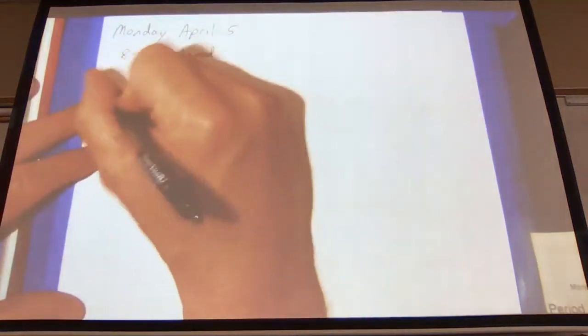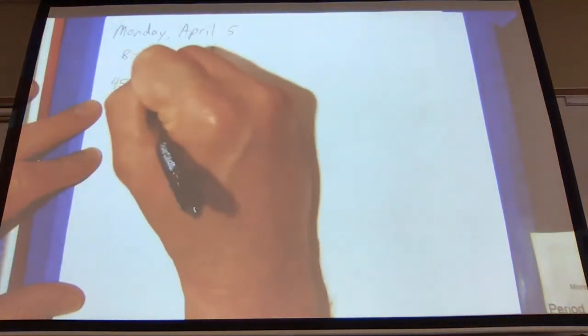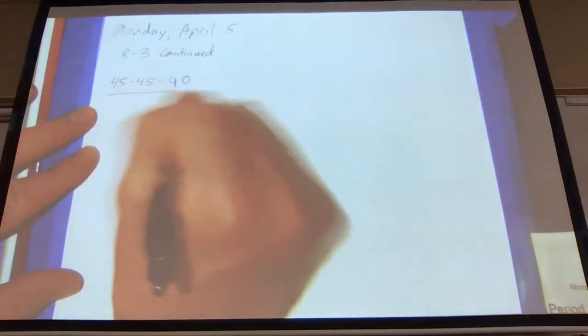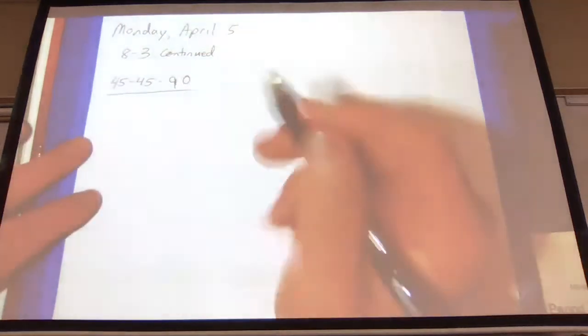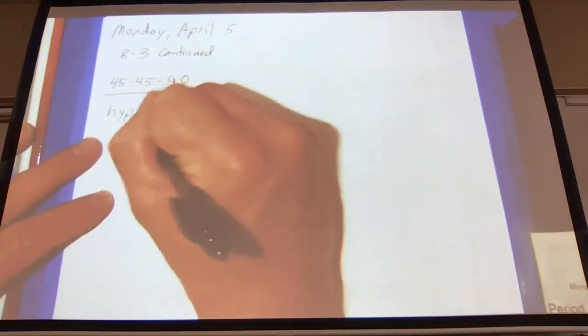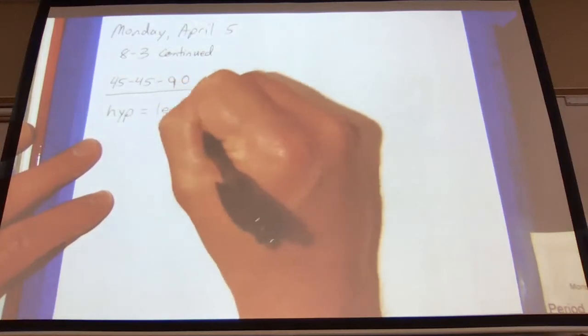Remember back to Thursday or Friday, we showed you 45, 45, 90 triangle. Today we're going to show you 30, 60, 90. I'm going to put them both right next to each other because when we get to the test and the quiz, you will see both of these. So 45, 45, 90 triangle. If you remember back to last week, on a 45, 45, 90 triangle, your hypotenuse is equal to a leg times the square root of 2.